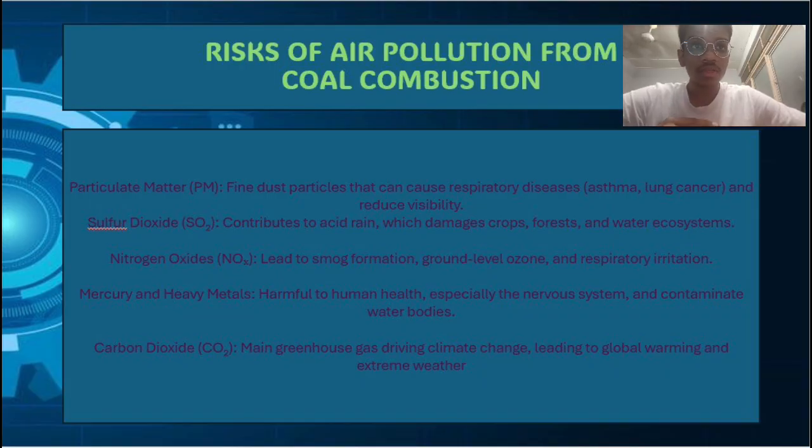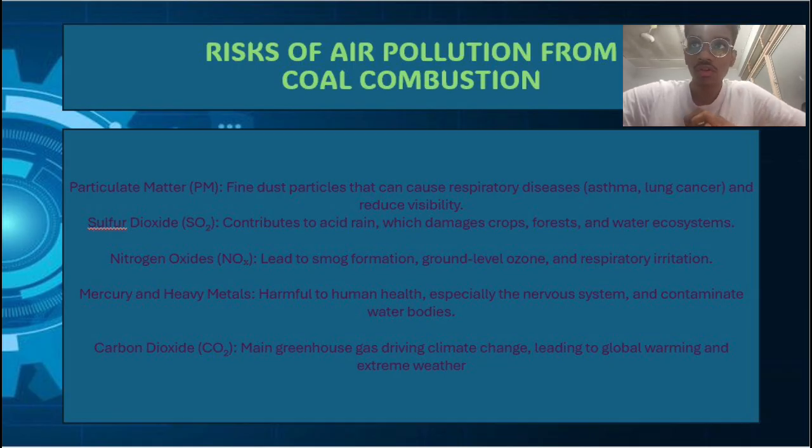Now I'm going to explain to you guys about the risk of air pollution from coal combustion. So coal combustion produces a lot of toxic gases. So we are going to see one by one the effect of each toxic gas. So first of all, we have particulate matter. The fine dust particles that can cause respiratory diseases like asthma, lung cancer, and reduce visibility.